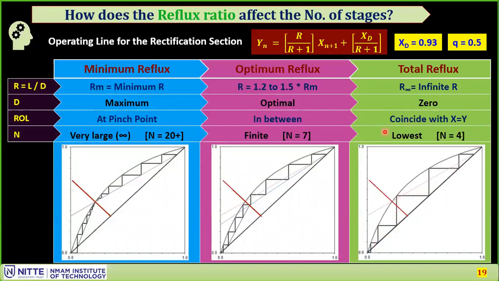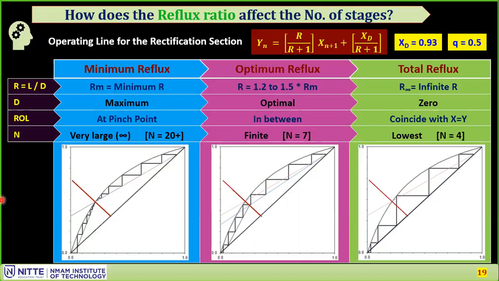And remember, this gives you the lowest required stages. Minimum required stages you can calculate using the total reflux condition. And for the minimum reflux condition, the other extreme end, you get a large number of stages, almost infinity, meaning a very large number. For this particular case, 0.93 to 0.5, it's around 20 plus, and this is 4, and here we got 7 earlier for 1.5 reflux ratio, right?